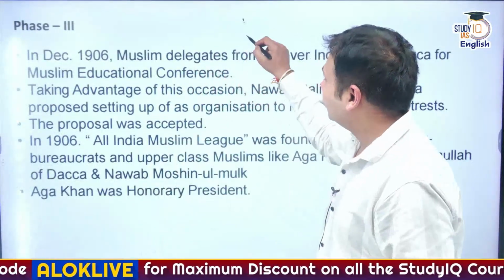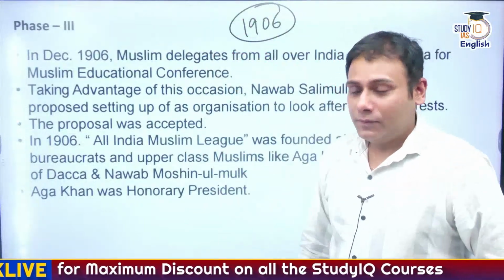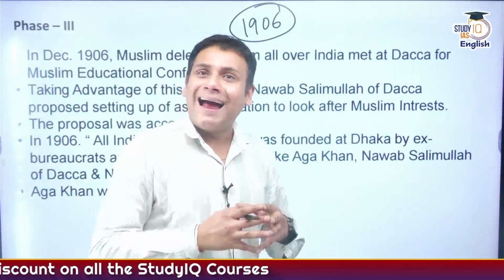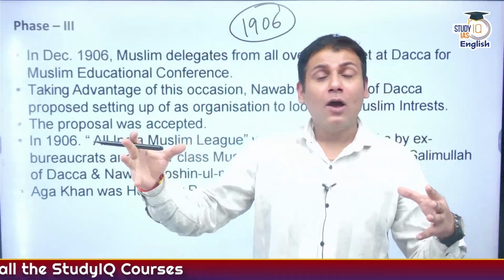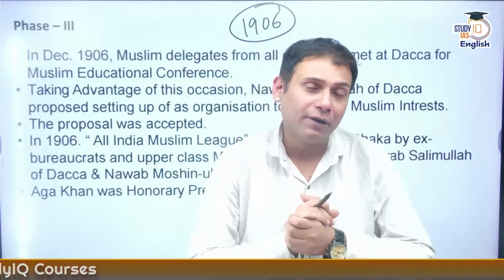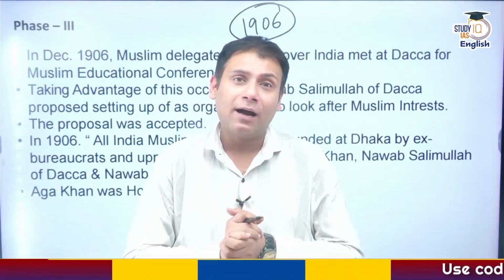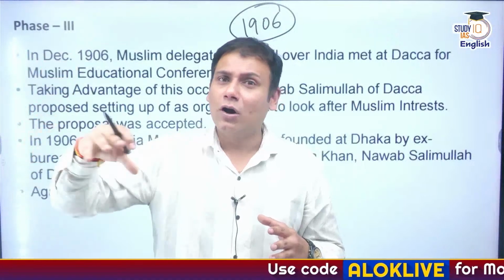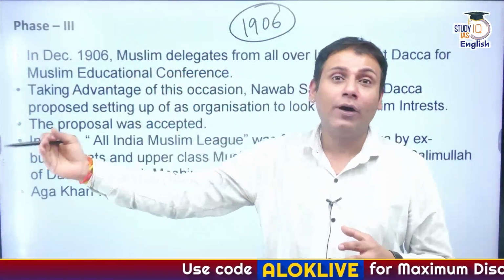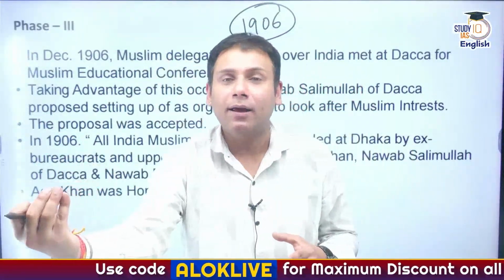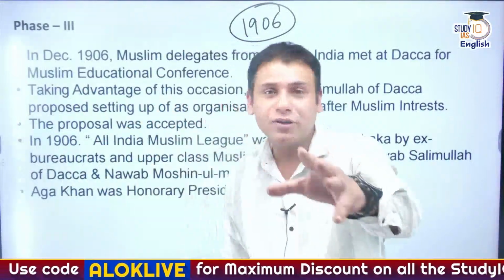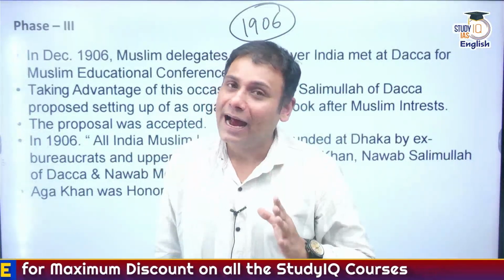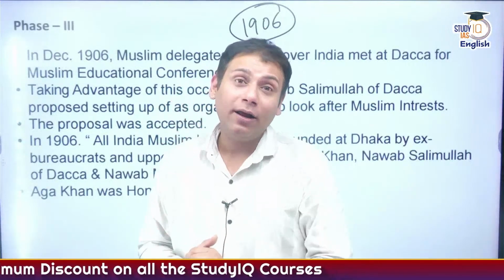Finally, in 1906, this idea got a new frame. How? A Muslim Educational Conference was called at Dhaka, and many leaders of the Muslim section participated, particularly Nawab Salimullah of Dhaka, Nawab Mohsin ul Mulk, and Aga Khan. Aga Khan became the president of the conference, and seeing this as an opportunity, he proposed the creation of a political party parallel to the Indian National Congress. The proposal was accepted, and this led to the formation of the All India Muslim League in 1906 at Dhaka, with Aga Khan as its honorary president.